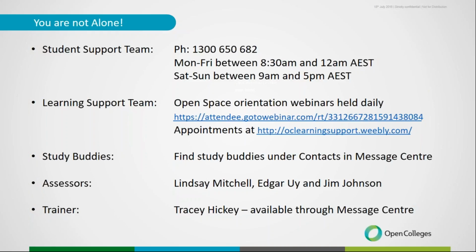So you can book an appointment at the link that's there. The other option is to look at working with each other. Study buddies are great. You'll find students under the contacts in your message center who are at a similar point in the course as yourself. So you're able to bounce off each other and use each other for motivation and encouragement. So that's another option. Then you have your open space academic team, open colleges here.